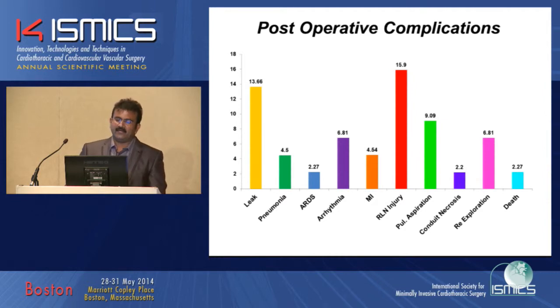Recurrent laryngeal nerve injury occurred in 15.9%. Pulmonary complications were seen in a total of 15.8% of the patients. Arrhythmia and MI occurred in 6.81% and 4.54% respectively. Conduit necrosis and death occurred in 2.2% of the patients. Re-exploration was done in 6.81% of the patient population.